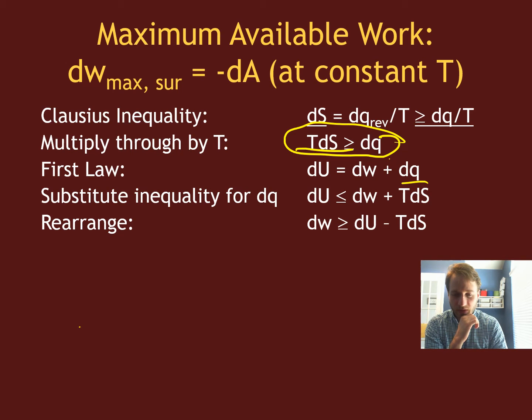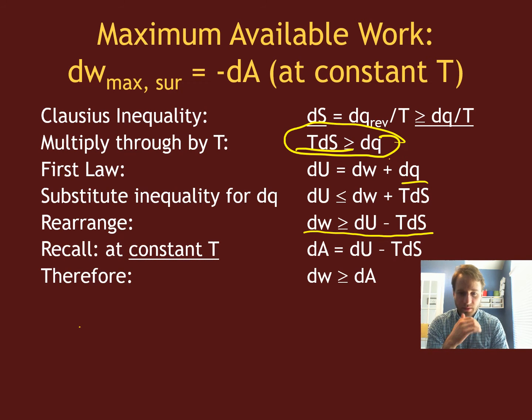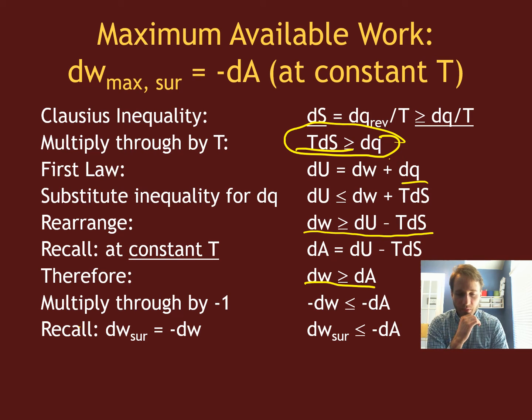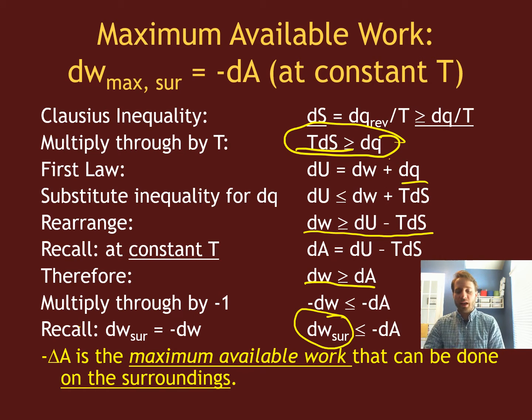I'm going to rearrange the inequality to write that dW is greater than or equal to dU minus TdS. Now recall that for constant temperature, dU minus TdS is just dA. Then if we multiply everything by minus 1, minus dW is dW of the surroundings, and so we get that dW of the surroundings is less than or equal to minus dA. This is telling us that the negative Helmholtz free energy change is equal to the maximum amount of work that can be done on the surroundings. So the Helmholtz free energy gives us a maximum amount of work that can be done on the surroundings.